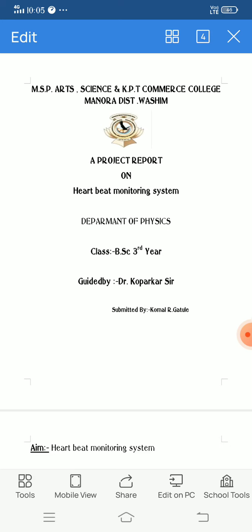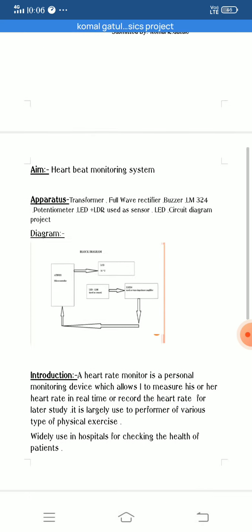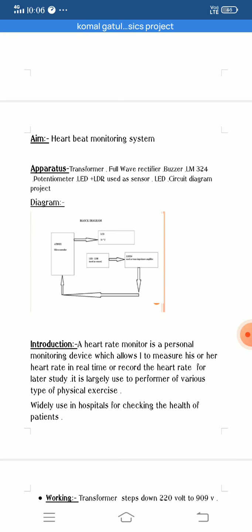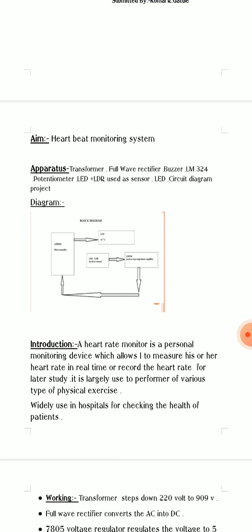My project topic name is Heartbeat Monitoring System. I am a student from the BSc 3rd year, Semester 6. My project aim is a heartbeat monitoring system. Now the apparatus: transformer, full wave rectifier, buzzer, LM324, potentiometer, LED plus LDR used as sensor.